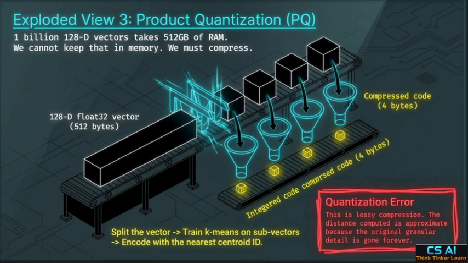Storing 1 billion 128 dimensional vectors in float32 format takes up 512 GB of RAM. We must compress. We use product quantization. We split a large vector into smaller subvectors, train k-means on those subsegments, and encode them with the ID of the nearest centroid. We can turn a 512-byte vector into a 4-byte compressed code.